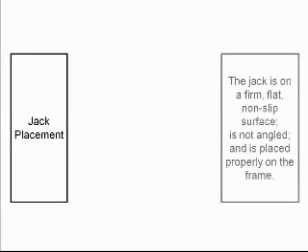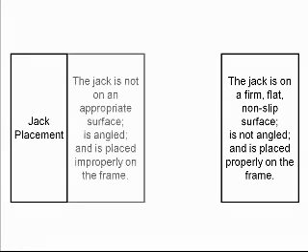If one were to describe perfect jack placement, one might say, the jack is on a firm, flat, non-slip surface, is not angled, and is placed properly on the frame. Now let's take the opposite end of the spectrum. How might you describe a failed jack placement? The jack is not on an appropriate surface, is angled, and is placed improperly on the frame. Now you have the two polar ends of your continuum of jack placement, from clearly showing the student does not know how to do it, to clearly showing the student has mastered this skill.